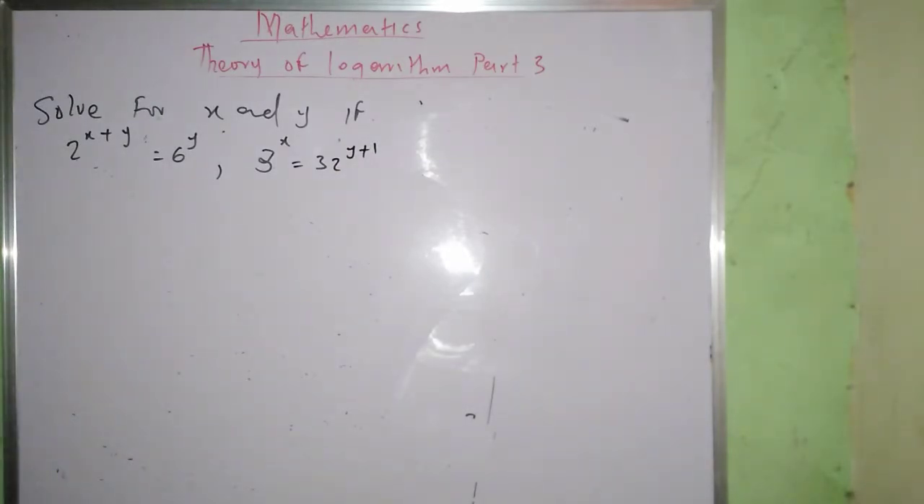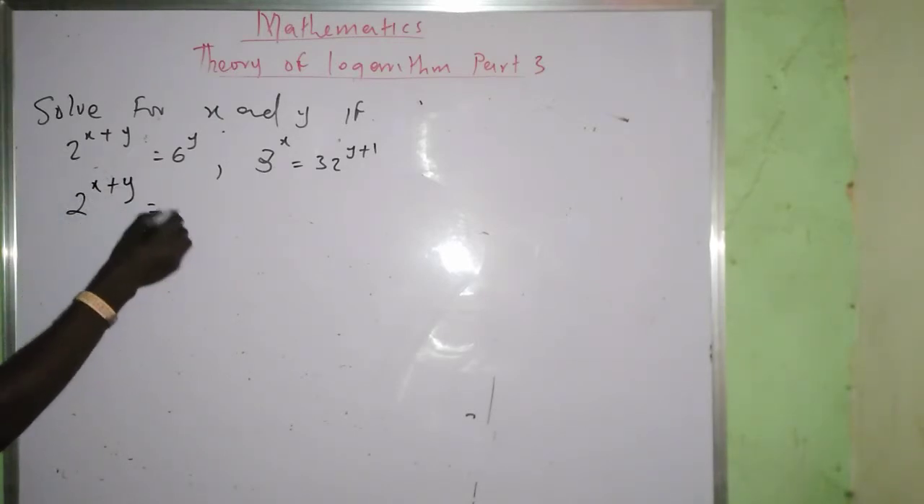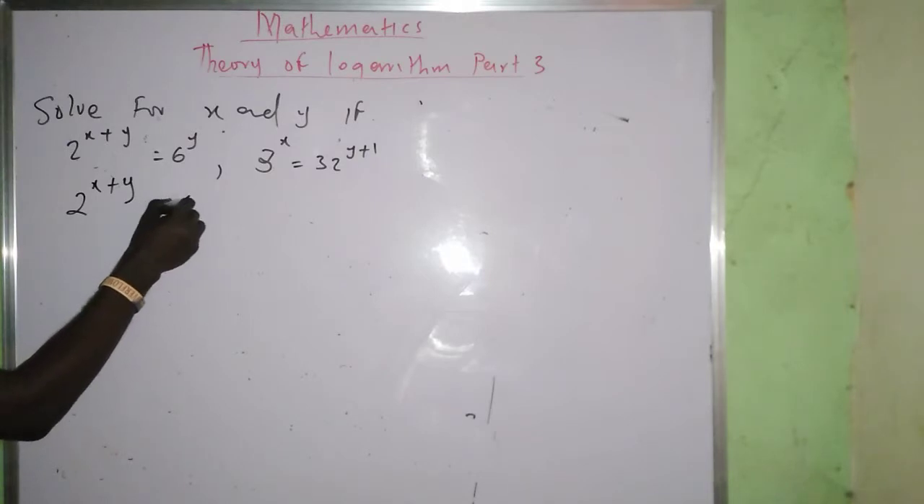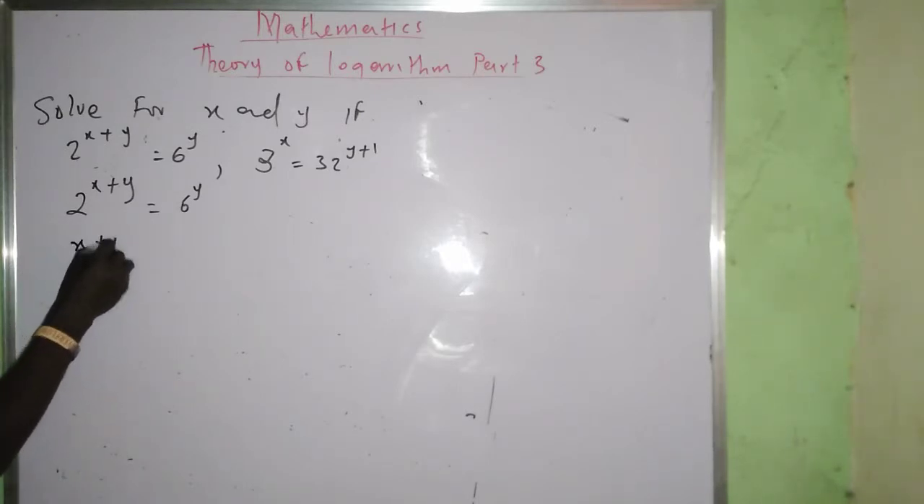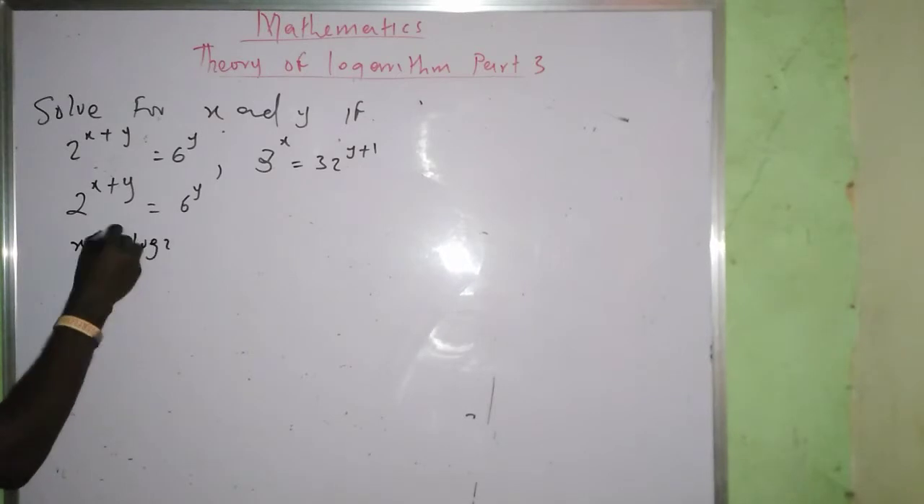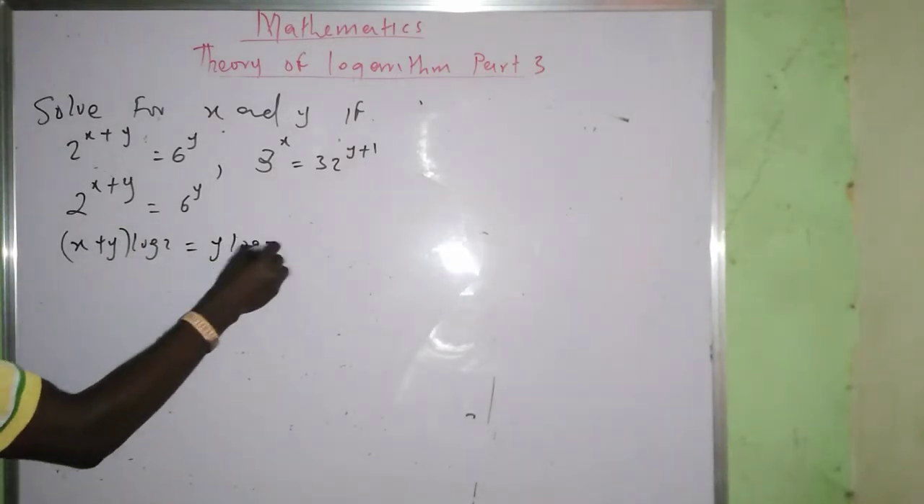Now I'm asked to solve. Now it's simultaneous equation because there are 2 equal to signs. Now how do I solve this type of problem? I can do it this way. 2 raised to x plus y equals what? 6 raised to power y. I will log this side. If I should log, I will have x plus y log 2 equals y log 6.